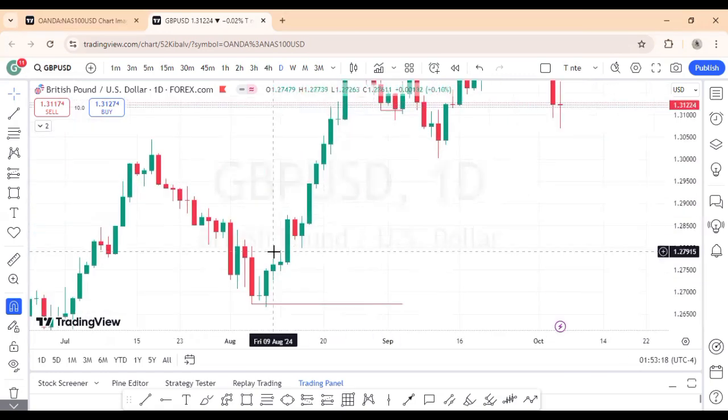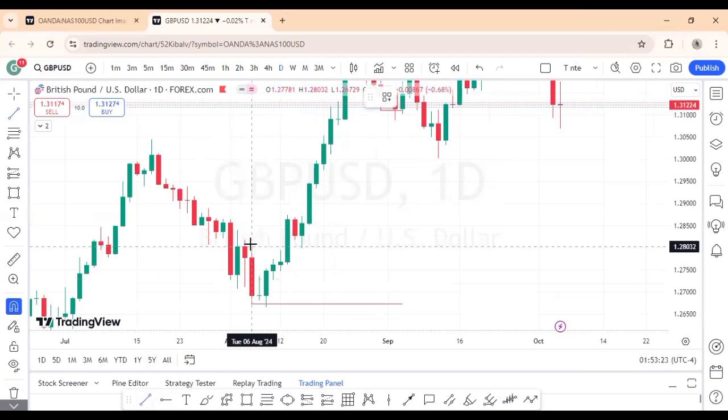The same thing occurred here. This took our liquidity. Where will our targets be? Obviously, the candle's high, right? That's what we usually use as the target after the liquidity has been taken.